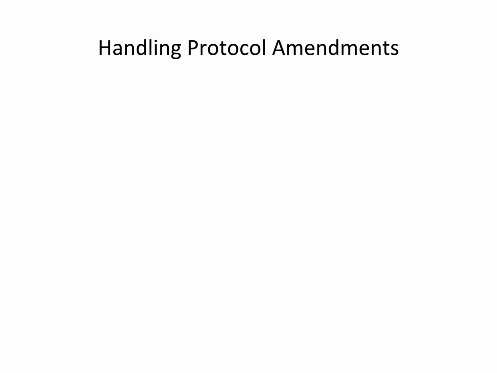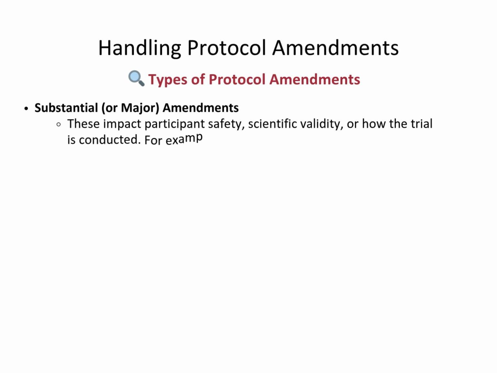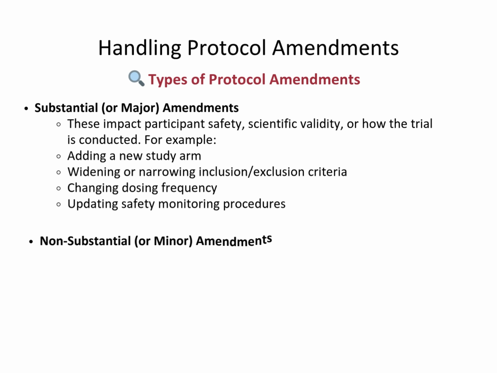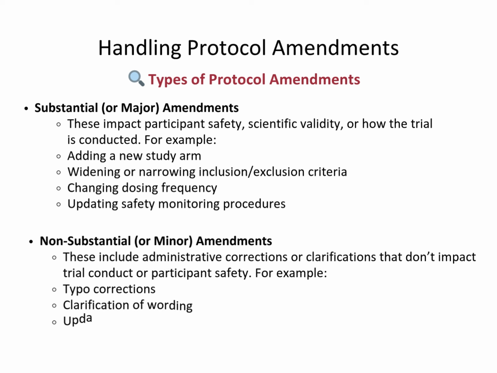There are generally two types of protocol amendments: substantial or major amendments. These impact participant safety, scientific validity, or how the trial is conducted. For example, adding a new study arm, widening or narrowing inclusion/exclusion criteria, changing dosing frequency, updating safety monitoring procedures. Non-substantial or minor amendments include administrative corrections or clarifications that don't impact trial conduct or participant safety. For example, typo corrections, clarification of wording, update of contact information.